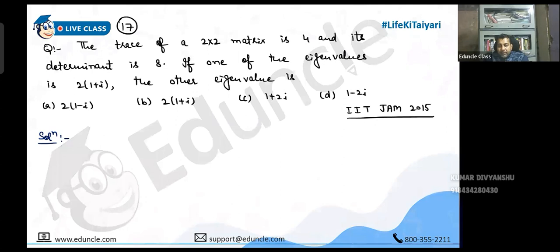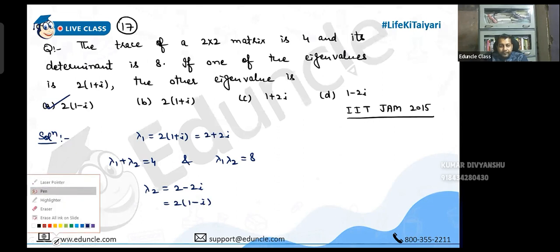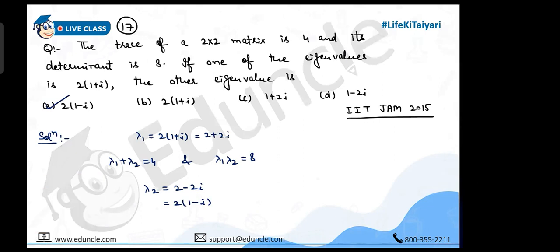Because trace and determinant both are real, so obviously the eigenvalues will be complex conjugates of each other. Only then can the sum and product be real. Okay, so lambda 1, otherwise you can write it in this manner, is 2 plus 2 iota. It is given that lambda 1 plus lambda 2 is 4, and lambda 1 lambda 2 is 8. So this gives us lambda 2 as 2 minus 2 iota, that is 2 into 1 minus iota. You can check. Clear? Yes, sir.